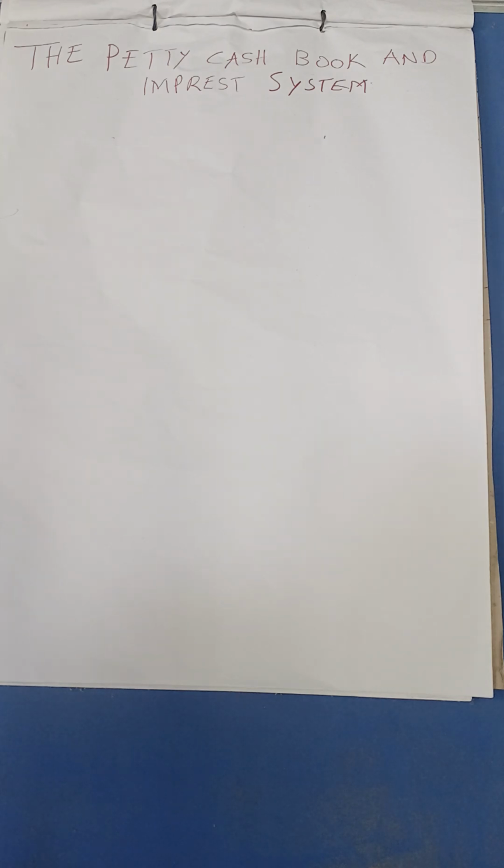I will start from the Imprest system so that we can understand well how the petty cash book comes in. Now, you realize the Imprest system works very well. And for the learners, you can also get a question under the Imprest system. You can be asked to analyze or to give in detail how the Imprest system works. Now, the Imprest system is a nice part.